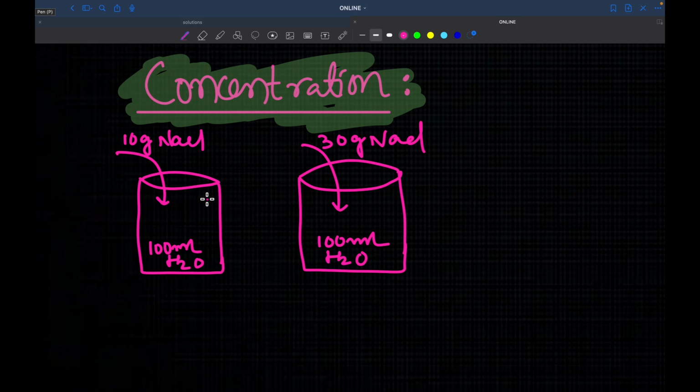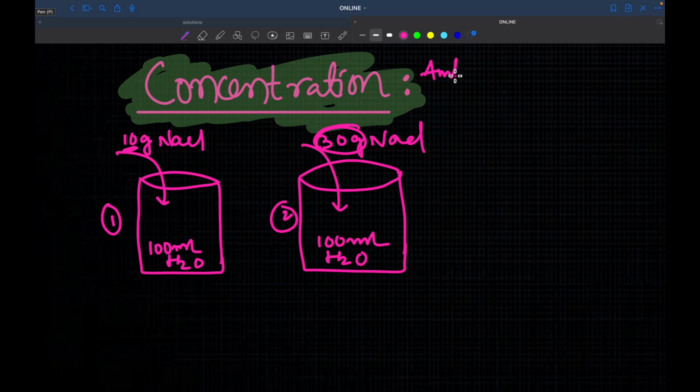Beaker 1, beaker 2. Here 10 grams is dissolved in 100 ml, and 30 grams dissolved in 100 ml. So of course the amount of solute per 100 ml of water is 30 grams here. Per 100 ml of water, how many grams of NaCl is present? 10 grams. So this amount of solute per unit volume of liquid is called concentration.